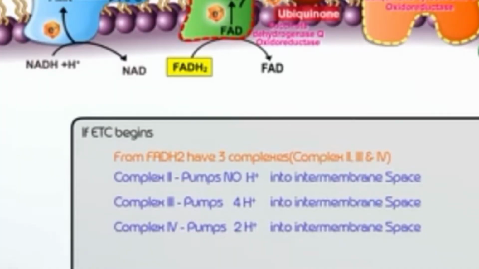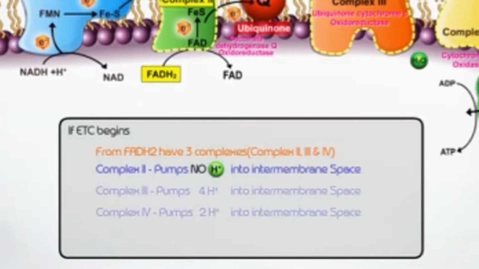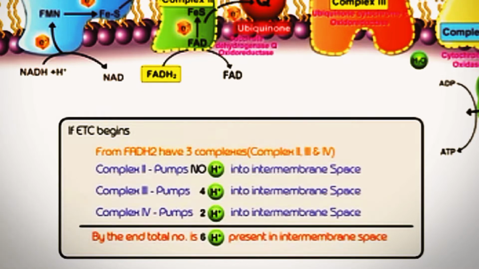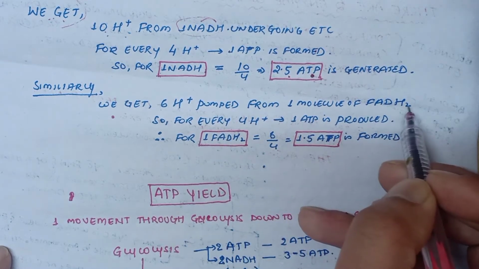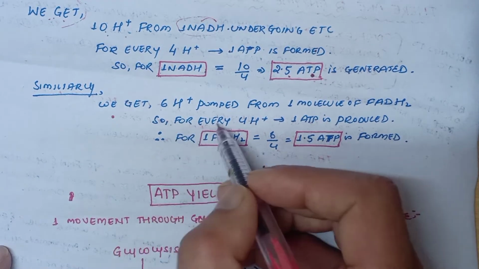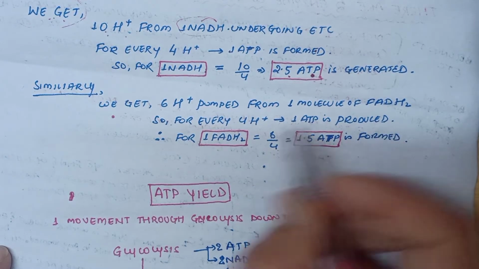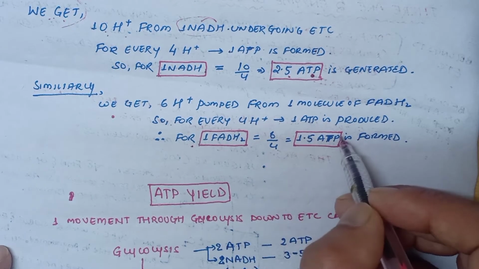Similarly, during the transfer of electrons from FADH2, or from succinate, the first step is skipped. That is why only 6 protons are pumped outside the inner mitochondrial membrane into the intermembranous space. So we get 6 protons pumped from one molecule of FADH2, and for every 4 protons 1 ATP is produced. Therefore from 1 FADH2 we get 1.5 ATP.